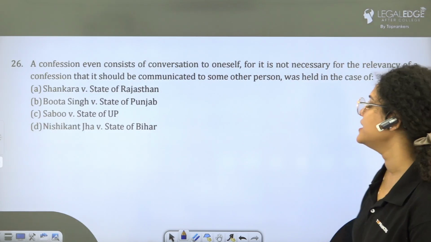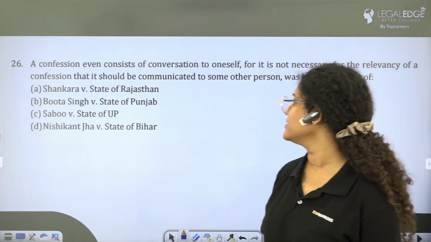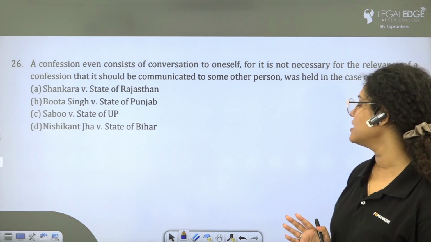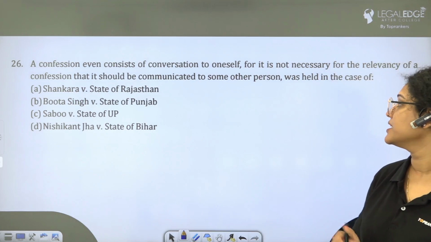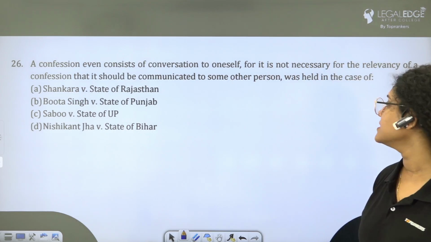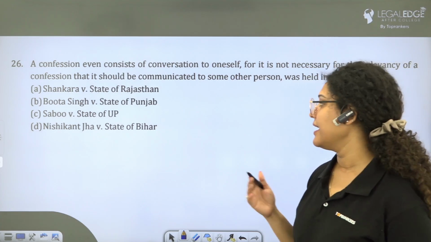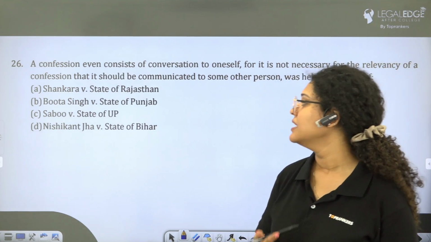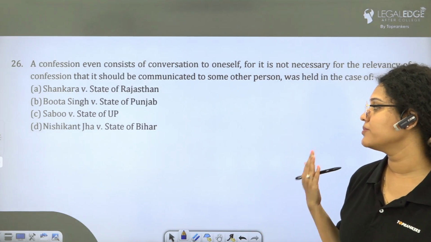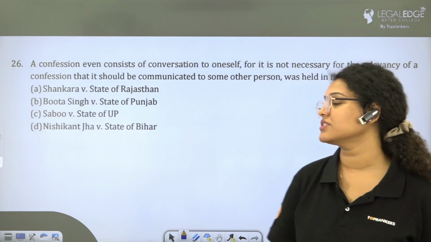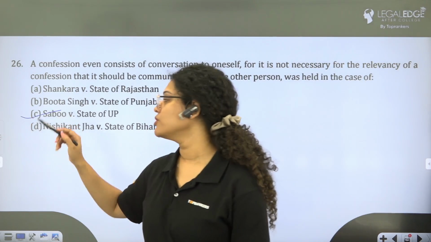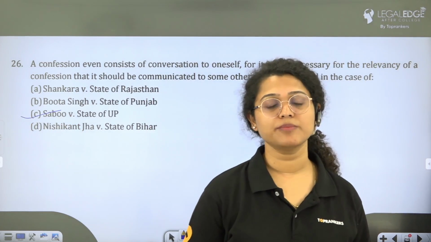A confession even consists of conversation to oneself, for it is not necessary for the relevancy of a confession that it should be communicated to some other person. This was held in the case of: A, Shankara versus State of Rajasthan; B, Bhuta Singh versus State of Punjab; C, Sabu versus State of UP; D, Nishikant Jha versus State of Bihar. So the answer here is Sabu versus State of UP.